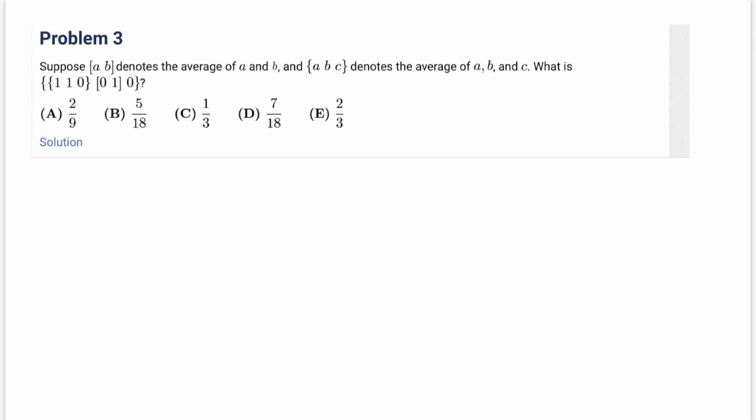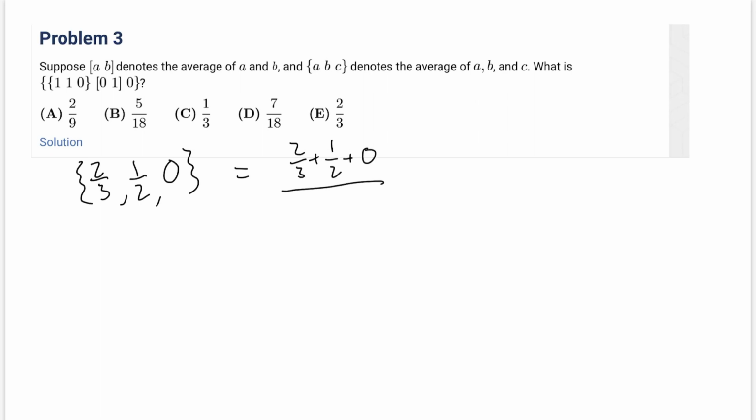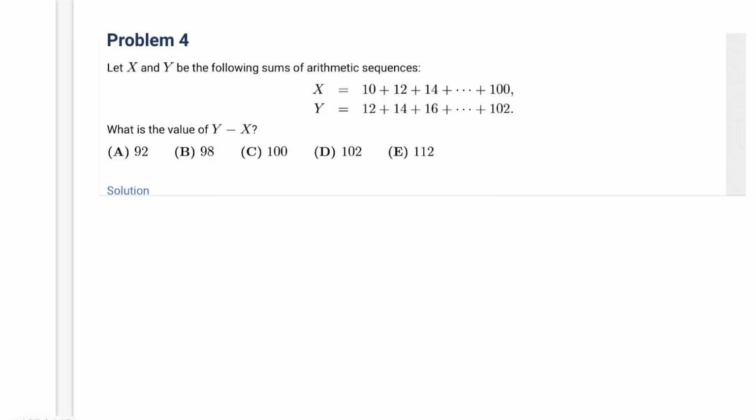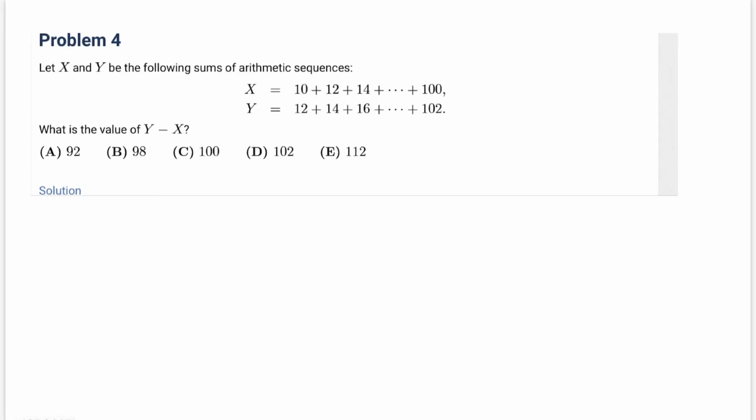So this will be 2 over 3. Yeah, and so this is 2 over 3, and then 0, 1, this is 1 over 2, so this is a half, and then it's 0, so this will be 2 over 3 plus 1 over 2 plus 0 over 3. This is 3 under 6, 4 plus 3, so it's 7, this is 7 over 18. The answer is D.